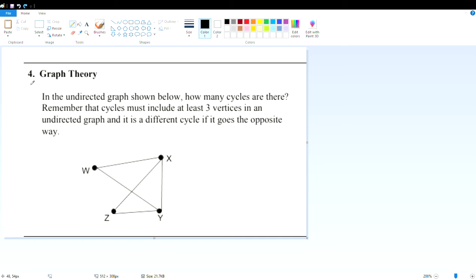So the question, okay, so this is graph theory, topics graph theory. So in the undirected graph below, how many cycles are there? Remember that cycles must include at least 3 vertices or nodes, or you think of it as points. Those are the letters in an undirected graph, and it is a different cycle if it goes the opposite way.